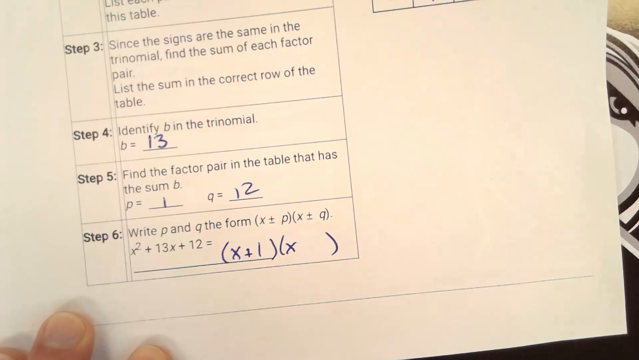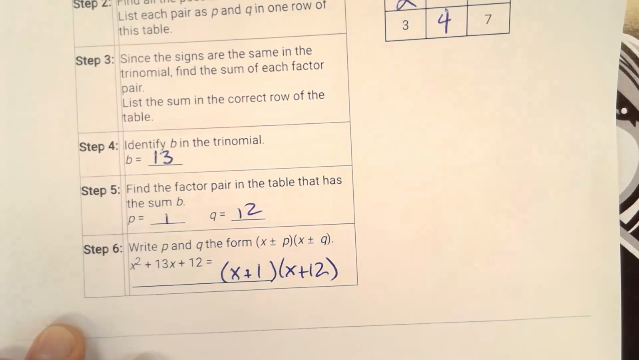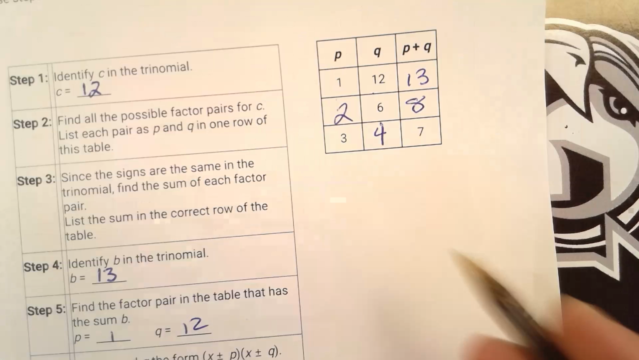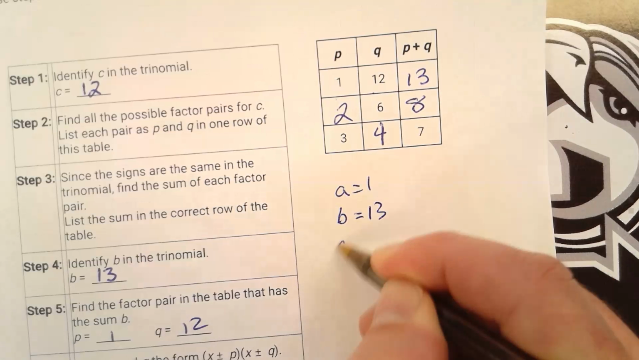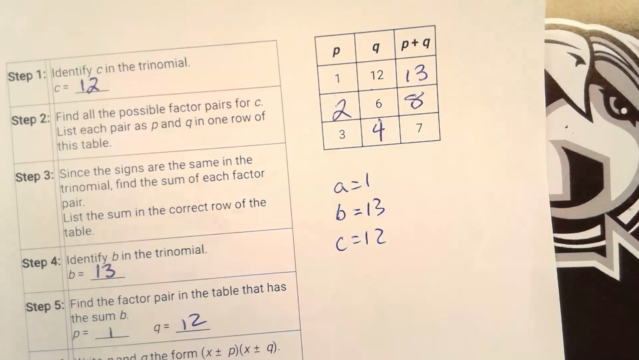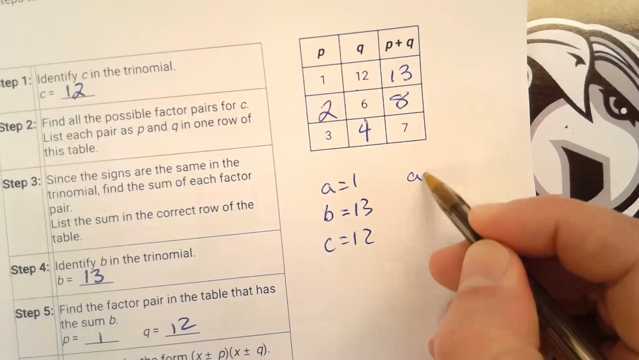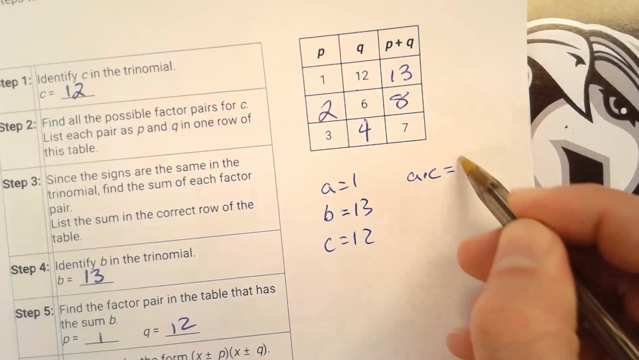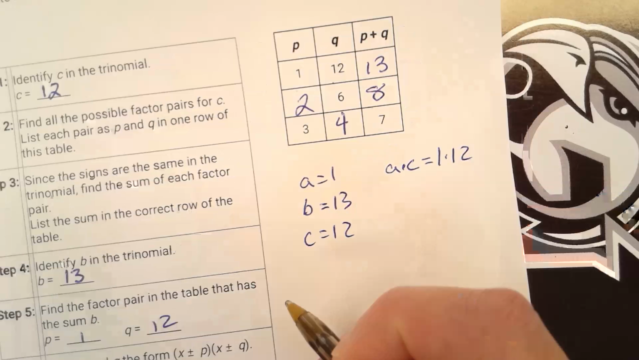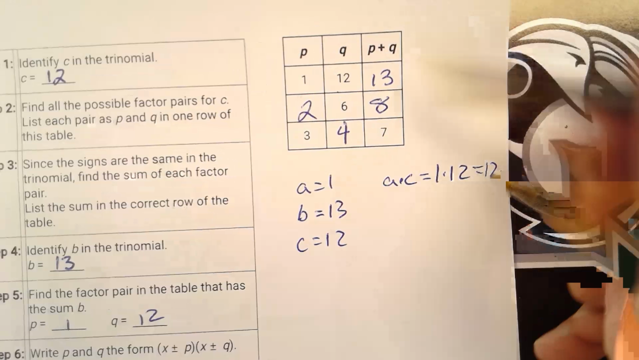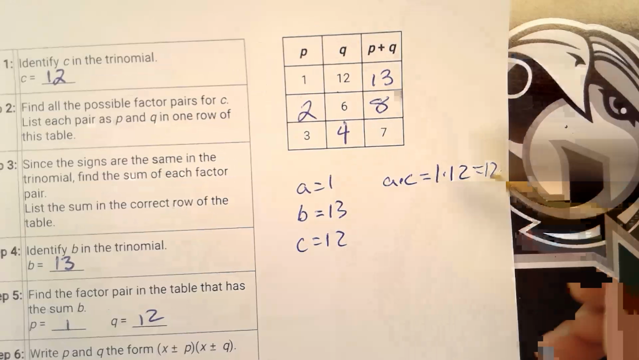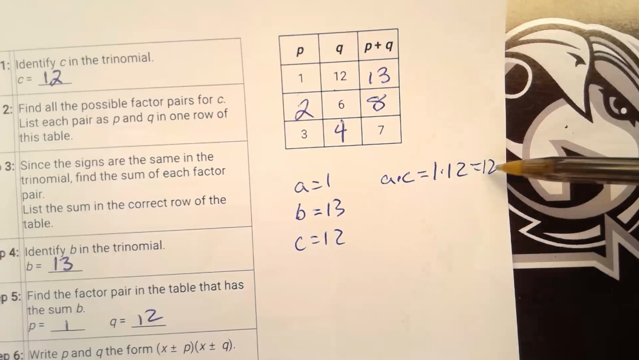Okay, so this is all good and wonderful, but again, the way I like to do it is say, okay, look, a is 1, b is 13, c is 12. So then a times c is the same as 1 times 12, and that equals 12. I don't do the adding thing. I guess maybe that's a good column to have. But then you just think of all the factors of 12. So then you say, okay, well, 3 and 4, 2 and 6. Which of these adds up to give you 13?